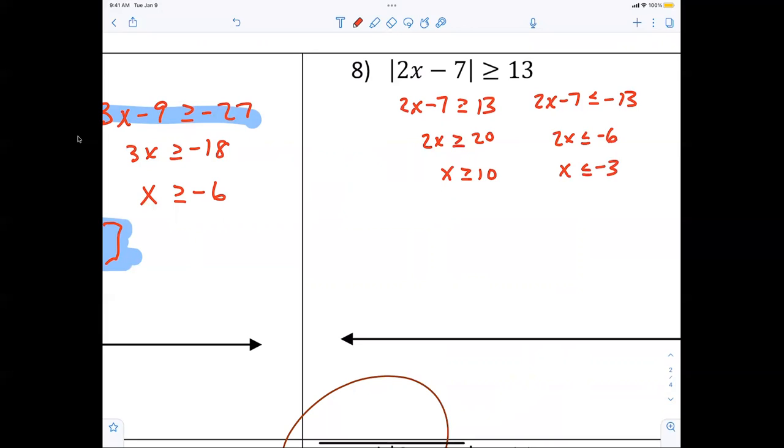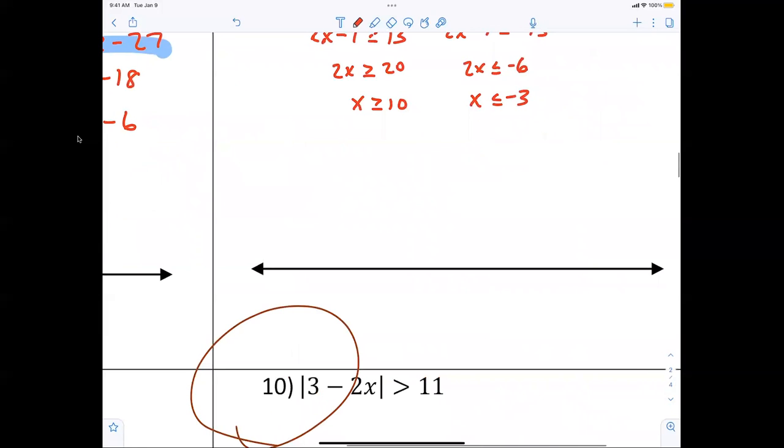Now you're still supposed to try to visualize. Can you be greater than 10 and less than negative 3? No, that's how you know it was an or statement. So if that's not true, if you're less than negative 3, you're from negative infinity to negative 3, bracket, union, bracket, 10 to infinity. Does anybody have any issues with that?